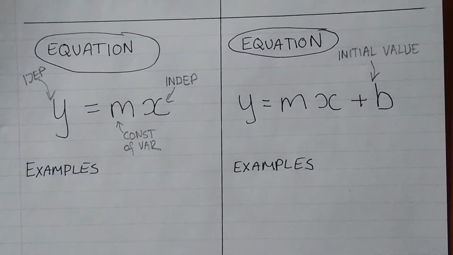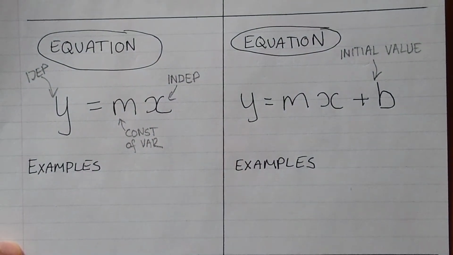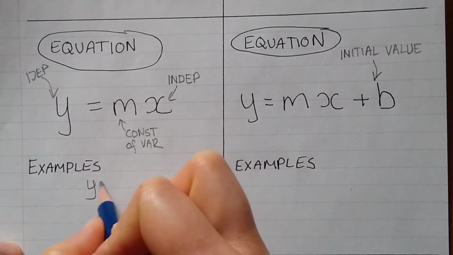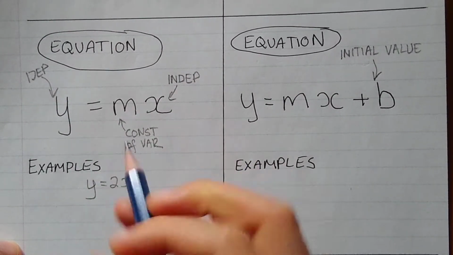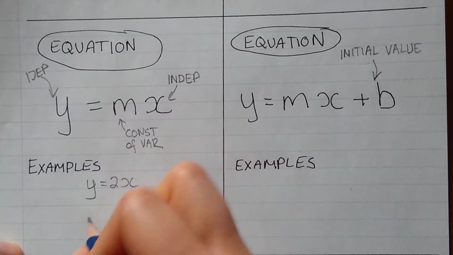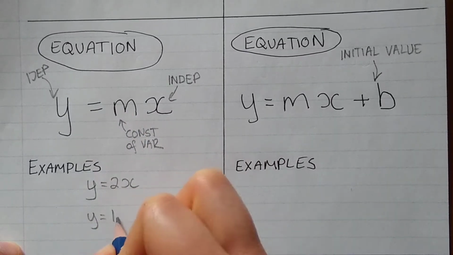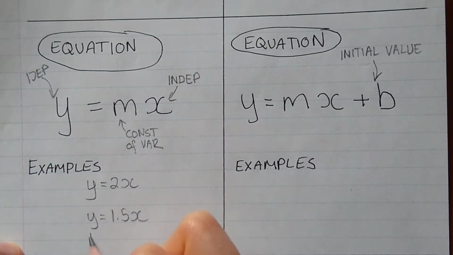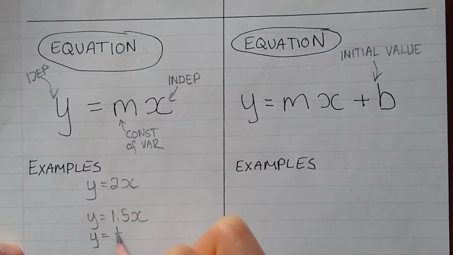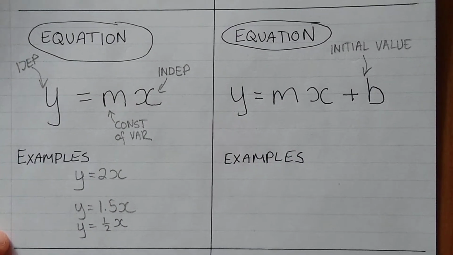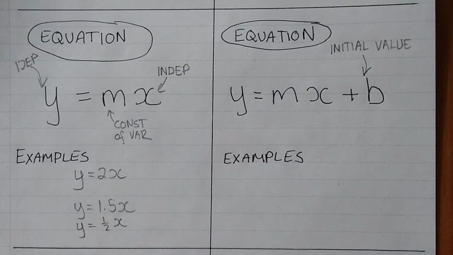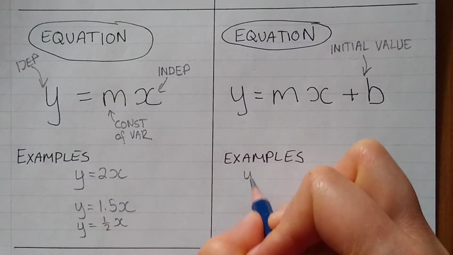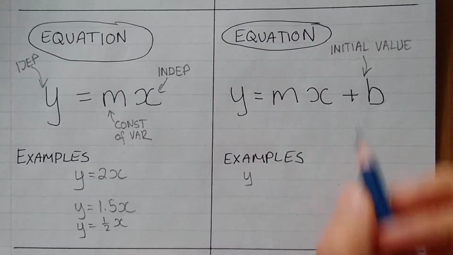So as an example, for an equation for a direct variation, you could have y equals 2x, where your m value is 2, or y equals 1.5x, where your m value is 1.5, or y equals half x, where your m value is half. For a partial or indirect variation, you need to add a b value on the end.